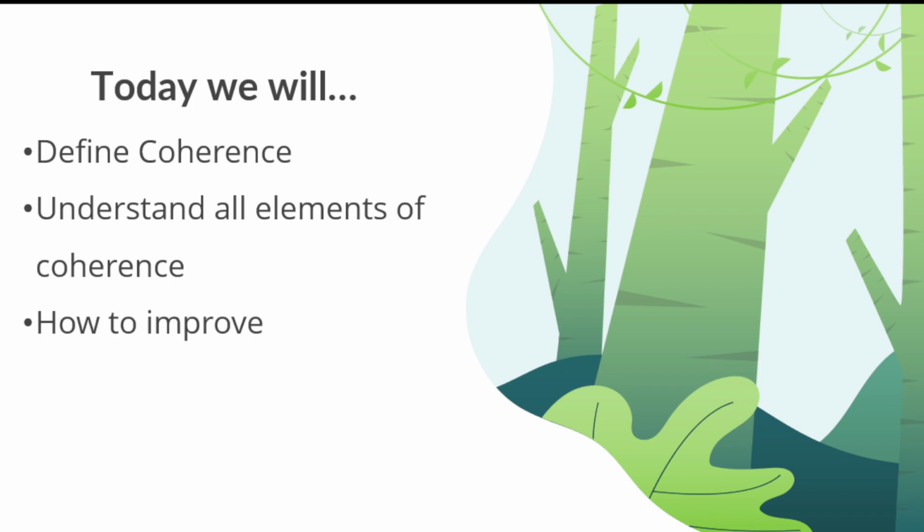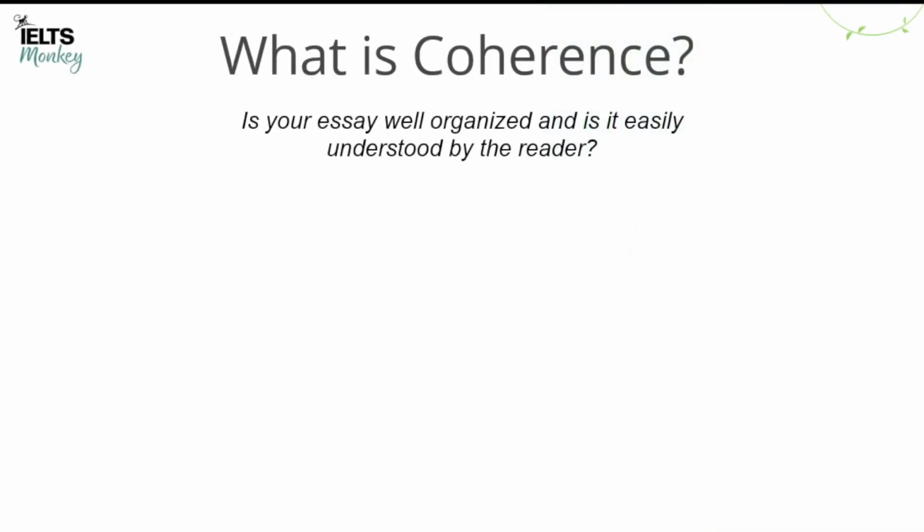Now, we're not going to get into all the differences between the band descriptors like we did with task achievement, because it's going to be a little bit different in how you understand it. But in general, band score 4s and 5s, difficult to understand. 6+, a lot easier to understand. And as the band descriptor goes up, the level with which your examiner can understand becomes easier. So, what is coherence? Basically, you need to ask yourself this one simple question: is your essay well organized, and is it easily understood by the reader? In a nutshell, great idiom by the way, in a nutshell, this is coherence.